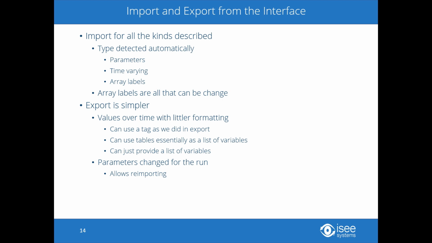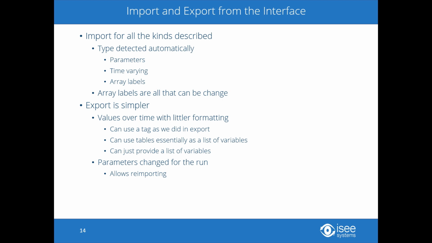It's just a comment on exporting from the interface. I'm not actually going to demonstrate this, but you can import and export from the interface in a very, very similar way. The type of imports are detected automatically on the interface. So you simply say import from a file, and it will look at the file and determine whether it seems to be a set of parameters, time varying data, or array labels. Array labels are a second part. We didn't do that. I actually changed the array elements when I imported arrays. Array labels can be added to array elements.